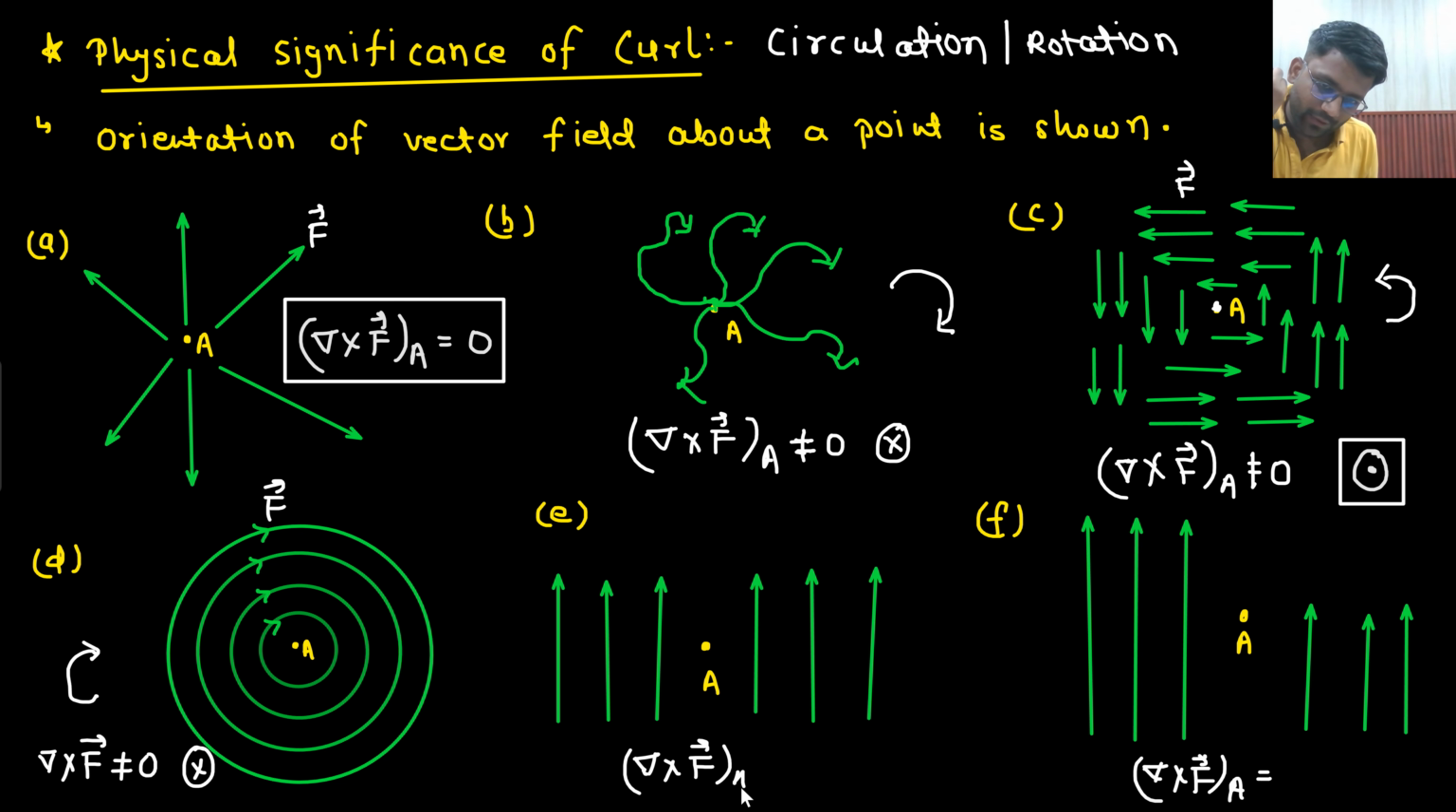Del cross F at point A is coming out to be 0. Del cross F at point A. What do you think? Will it be 0 or non-zero? Sir, I am putting the force on this side as well. But sir, on this side I am putting more force. More force I am putting on this side.